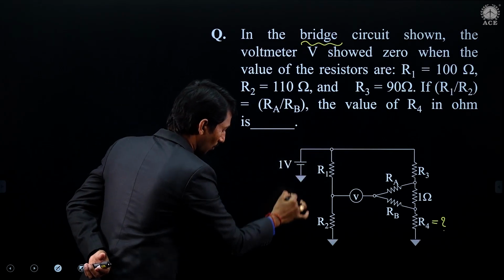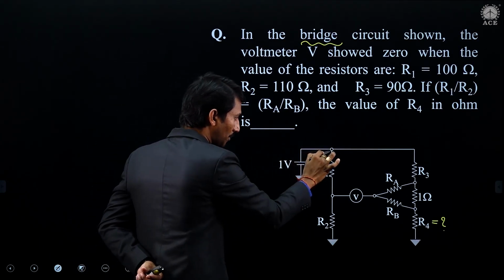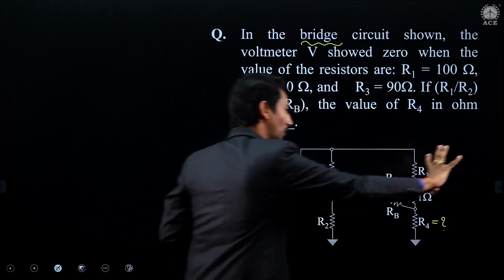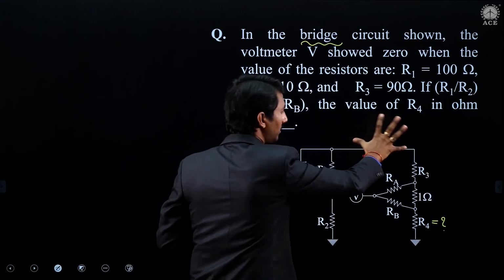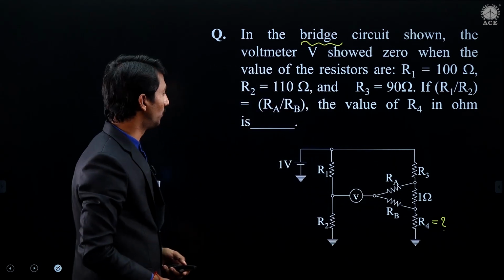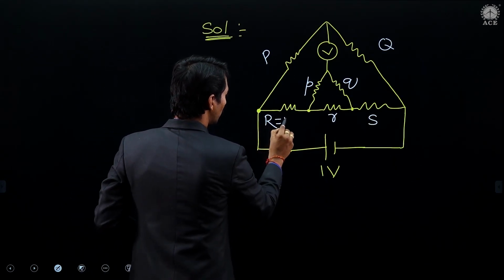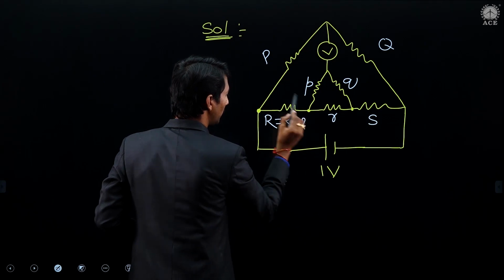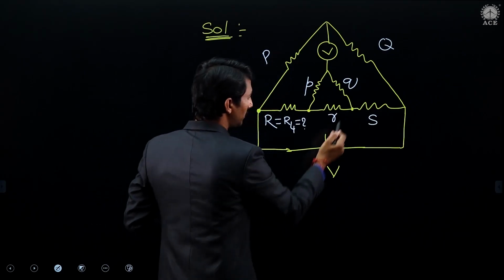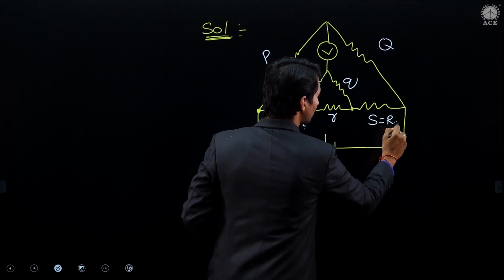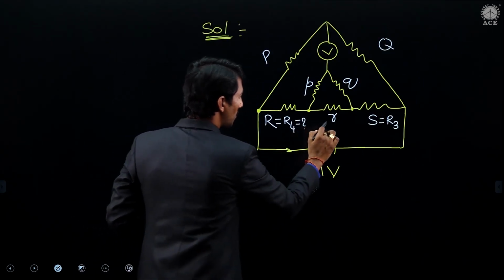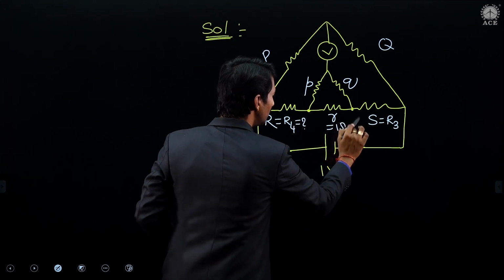Here 1 volt. Instead of here, I am connecting from this side. No problem. Now, if you look from this side, if you are rotating this picture like this, this will be R4, this will be R3. So therefore, here R is equal to R4. He is asking this value. Just rotate that picture. Now, this will be R3. Nothing but S is R3. And center resistance 1 ohm. So small r is given as 1 ohm.